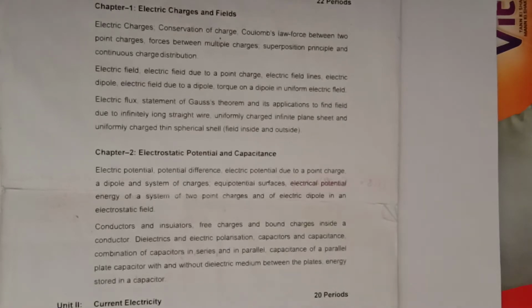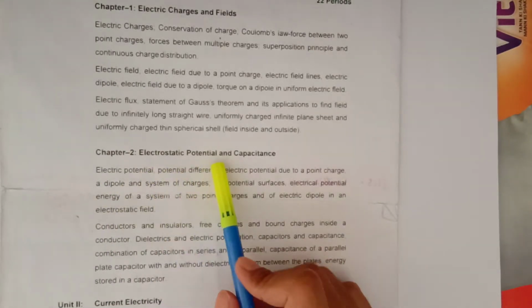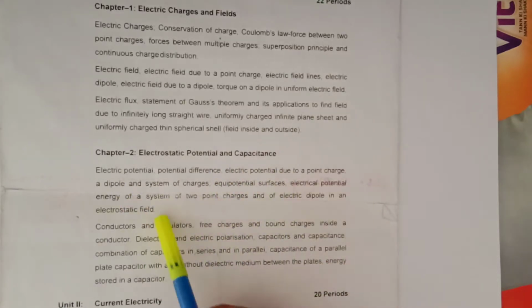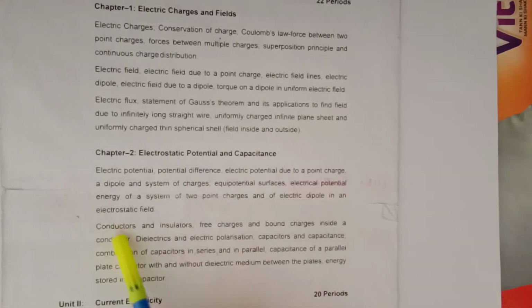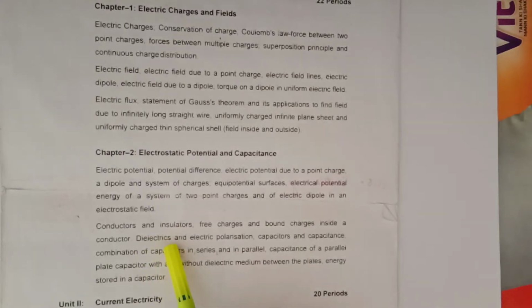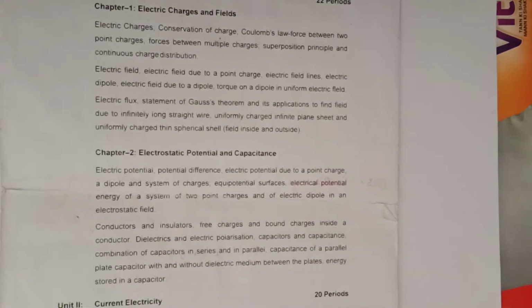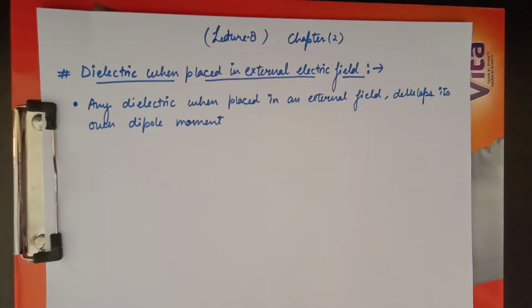As we are in chapter number 2, electrostatic potential and capacitance, and till here we have covered, and now we are covering the topic dielectrics and electric polarization. As you know, the dielectrics are insulators. They do not have any free charge carriers. So today we will learn how a dielectric behaves when it is kept in an external electric field. We will study it point-wise.